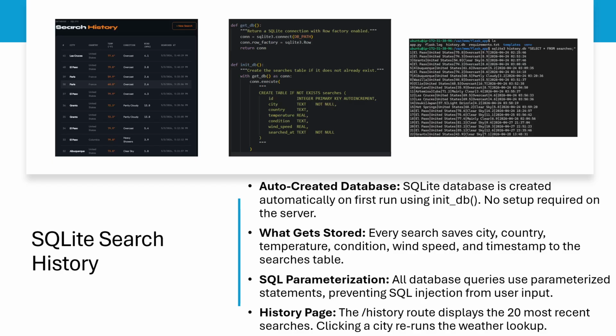This stores the city, country, temperature, condition, wind speed, and a timestamp of the searches. I also tried to put in SQL parameterization so that we can avoid SQL injection from user input. And what else? Oh, the history page only displays the last 20 most recent searches. Next slide, please. Thank you.